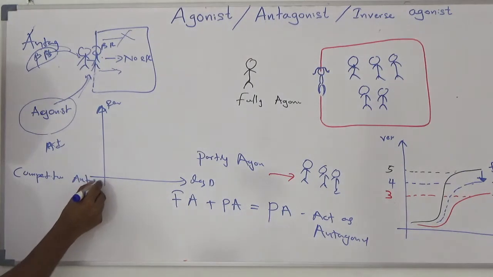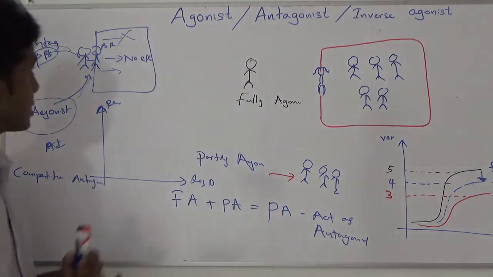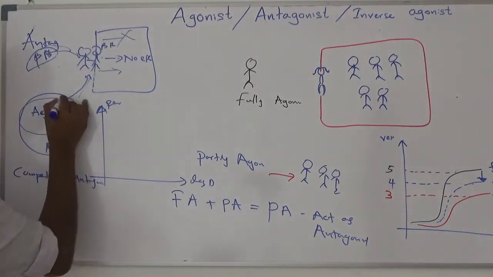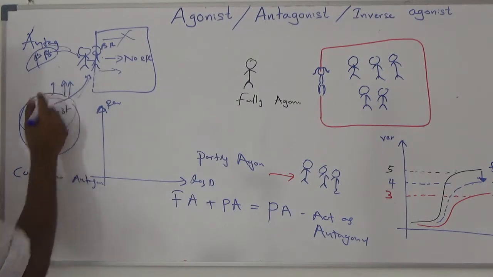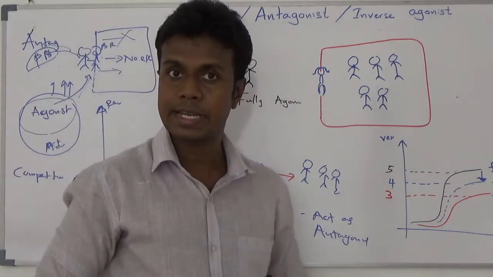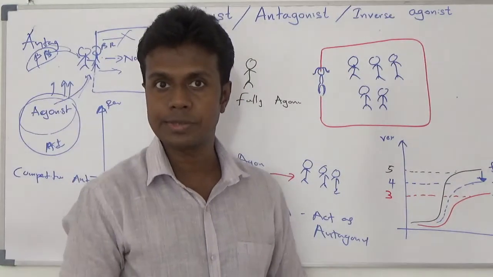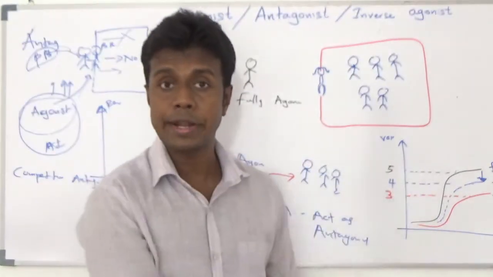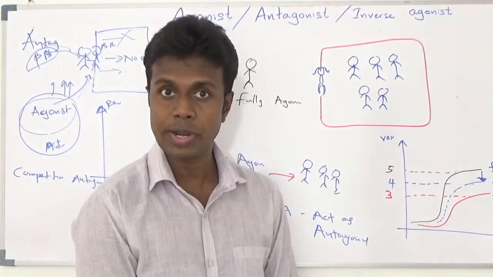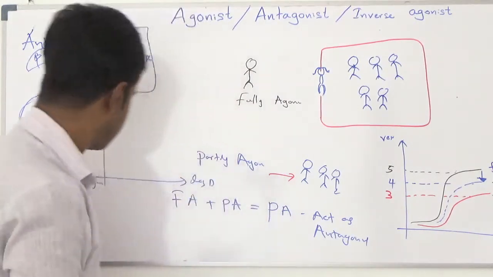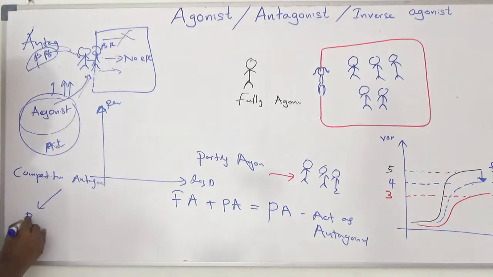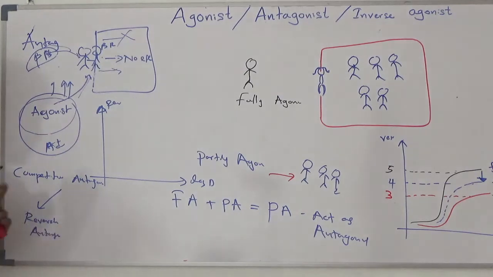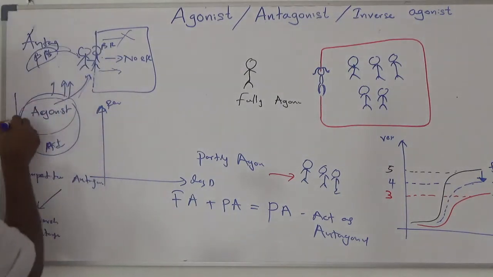Antagonism. Sometimes when you increase agonist concentration, the fight from the agonist side will be maximum. In that case, you can overcome the antagonist action. You can remove the antagonist from the receptor. So those are called reversible antagonism. That antagonism can be reversed by increasing agonist.